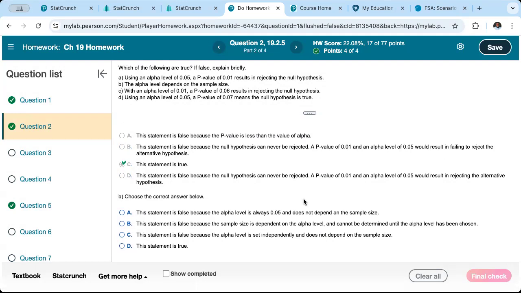Let's get to B. B says that the alpha level depends on the sample size. So the alpha level, which is 0.05, 0.01, 0.1, or 0.001, does it depend on the sample size? We just learned that it does not depend on the sample size, right? And we also learned that it's very difficult to even justify a particular choice of alpha. So we can see that the alpha level does not depend on the sample size.